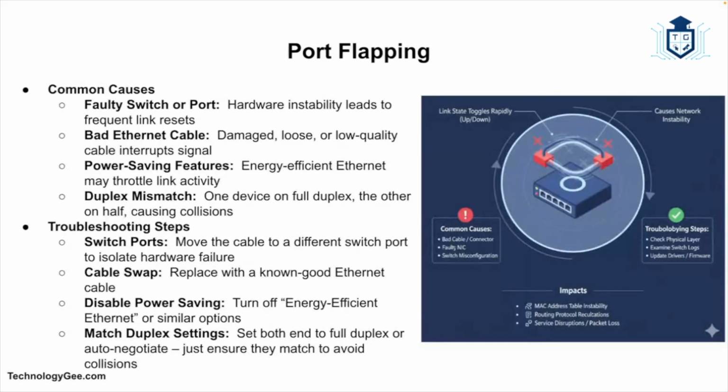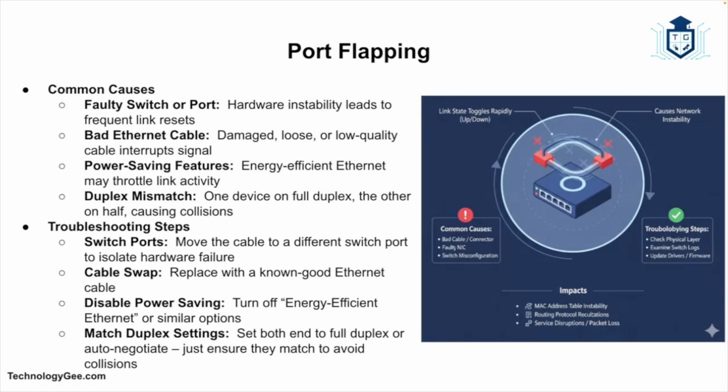So try switching codecs or updating your software. Then there's the issue of port flapping. So one second your Ethernet port is up, the next it's down, it's up, it's down, and so on and so forth. It's like it can't make up its mind. So what's really going on here? Well, you're dealing with a faulty switch or port, a bad Ethernet cable, or some power saving settings or a duplex mismatch.